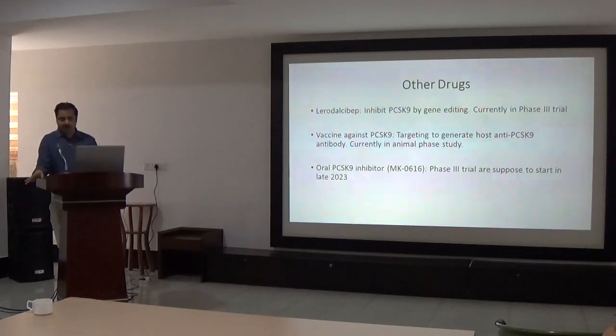Oral PCSK9 inhibitors are also in development, and a phase 3 trial started in late 2023. Now it has started already. Maybe data will be available by 2025. But again, it will also be costly.